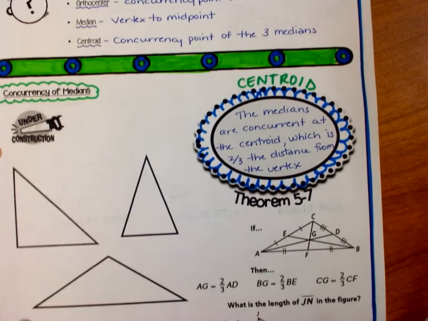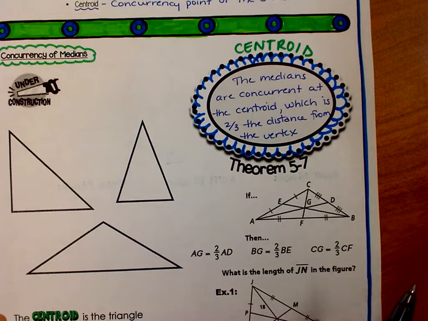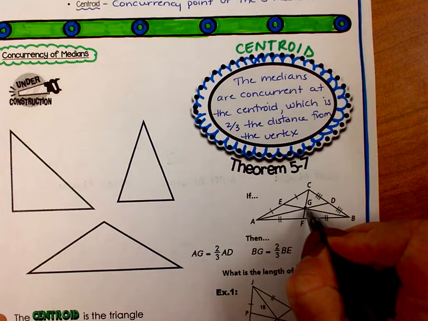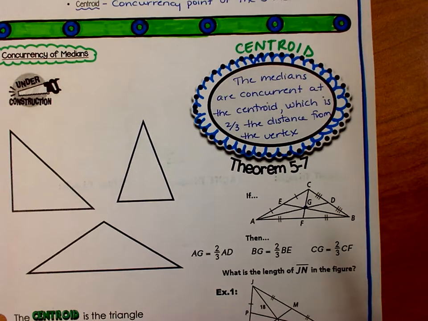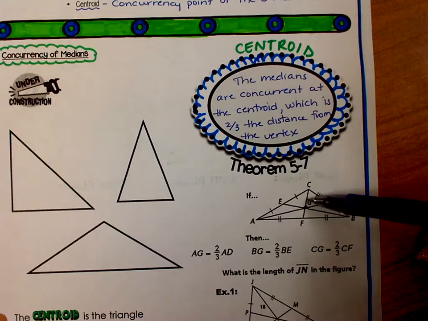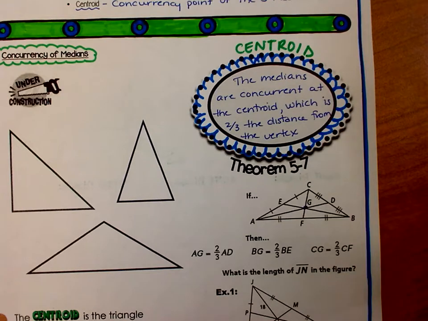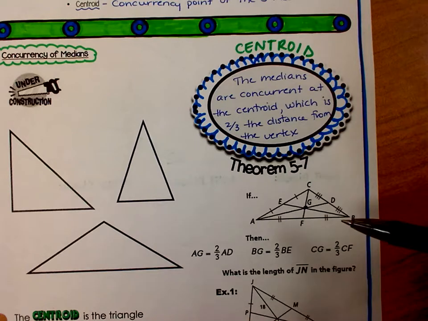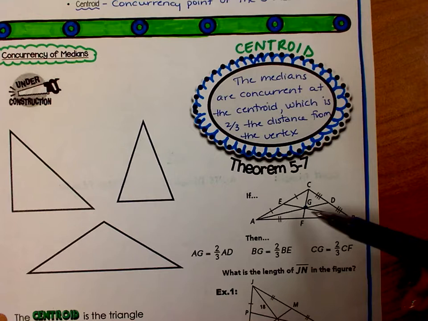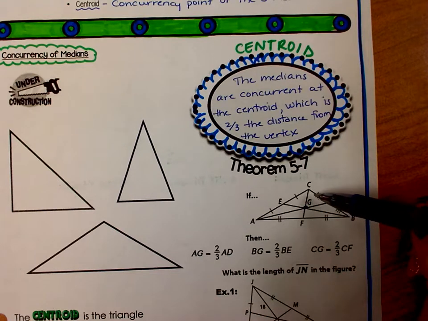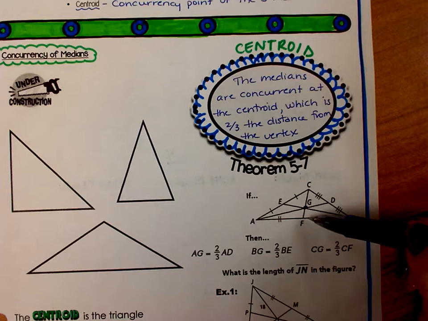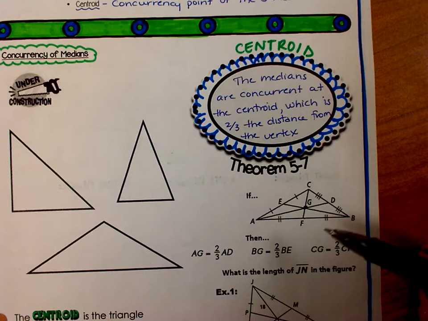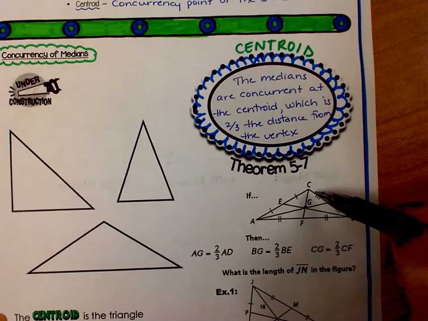So let's take a look at the diagram down below the theorem. Here is our centroid right here. You'll notice that from C to F, which is our median, this top part, the part that goes to the vertex, is a little bit bigger. Actually, it's twice as big. So if we split up the distance from the vertex to the side, we end up with 1/3 of the segment going to the side, 2/3 of the segment going to the vertex.